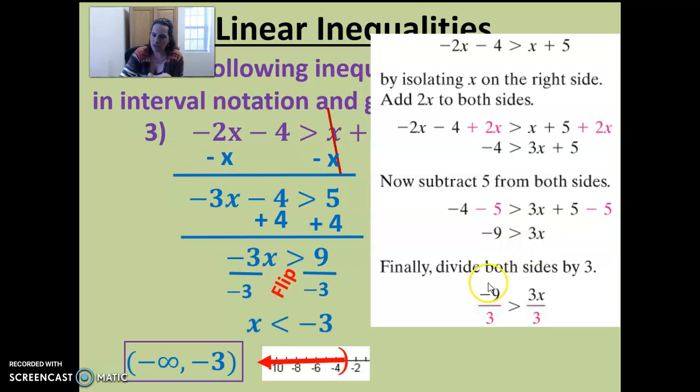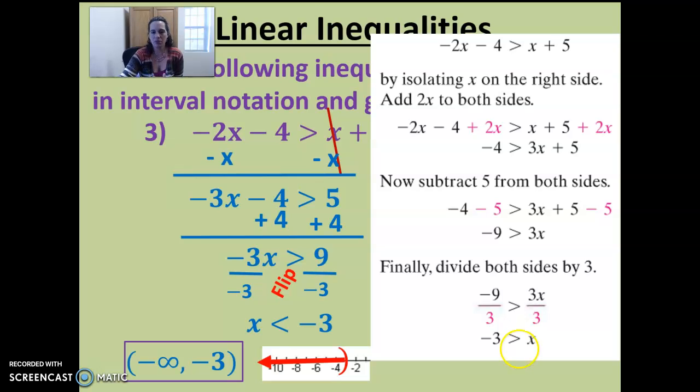We do need to divide by 3. Now we are not going to flip our inequality here because we're dividing by a positive number. So we wind up getting negative 3 is greater than x. Now that is so backwards for me thinking about trying to put that on a number line, that negative 3 is going to be greater than x. It's just hard to read because we're used to seeing x first, then the inequality symbol, and then your number.